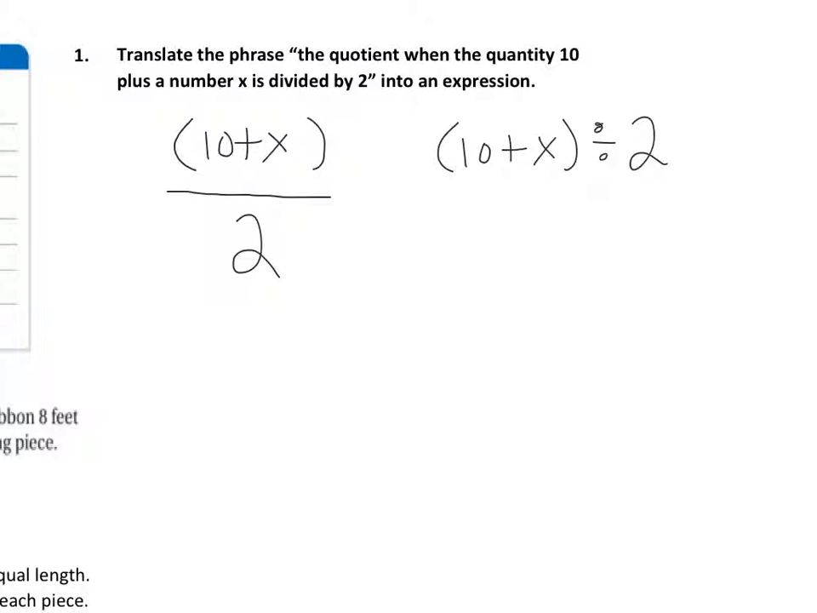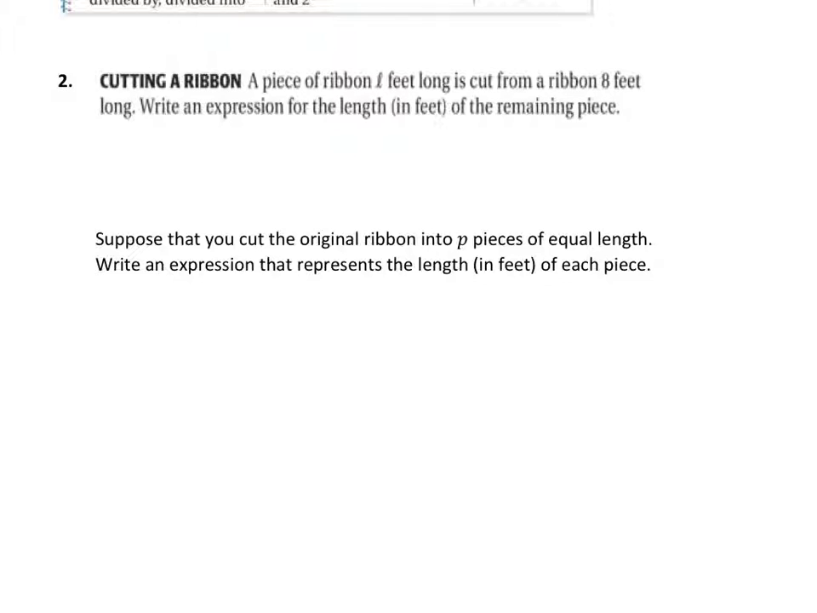Alright, let's take a look at another one. It says a piece of ribbon L feet long is cut from a ribbon 8 feet long. Write an expression for the length in feet of the remaining piece. Well, you start with 8. The remaining piece, well, what do we take off? The L amount. And we take it off because it was cut off. So it's 8 minus L.